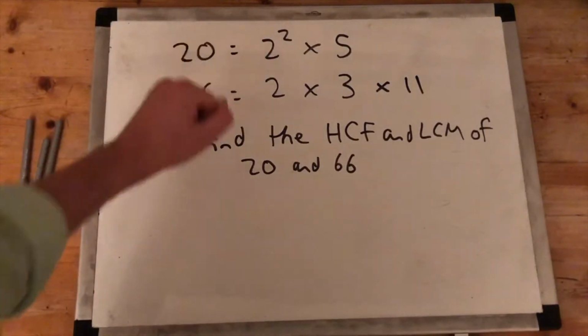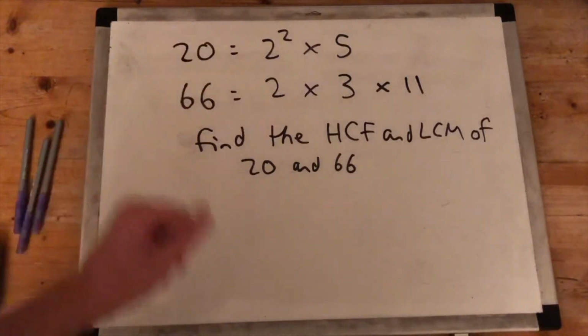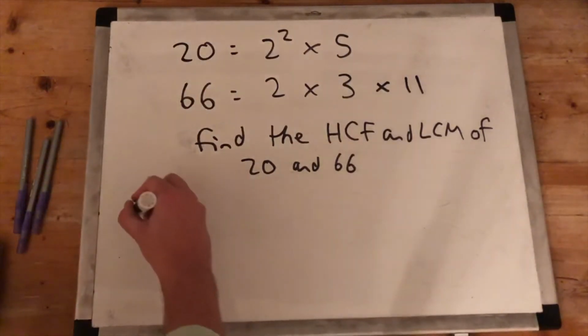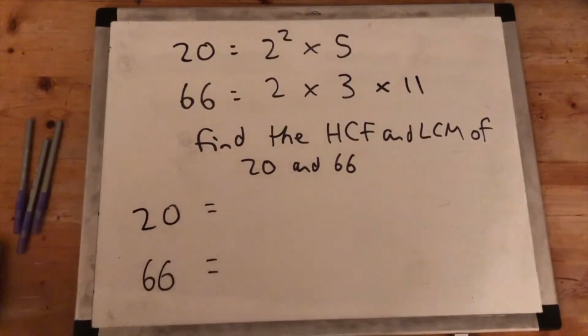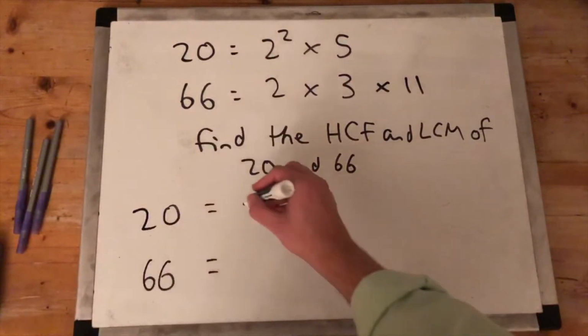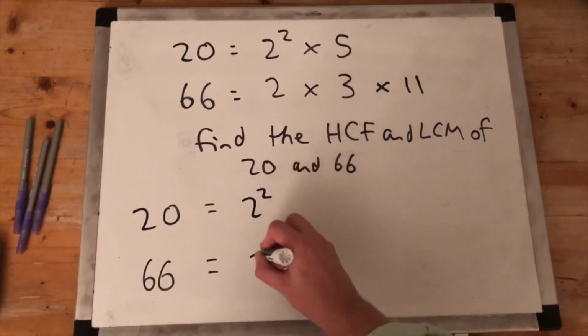So we've found the prime factors of 20, we've found the prime factors of 66. And now what we need to do is put them into their columns. So we're going to have our 2's column. So 20 is 2 squared and 2.